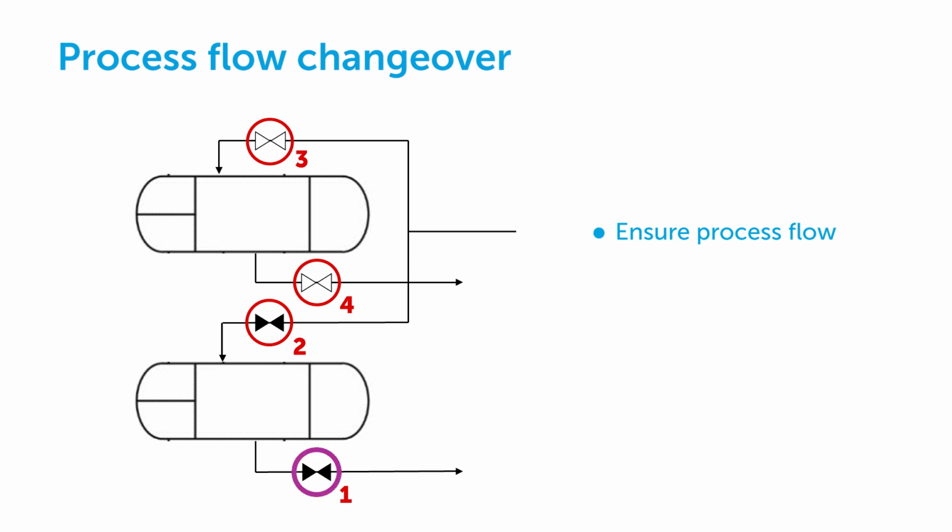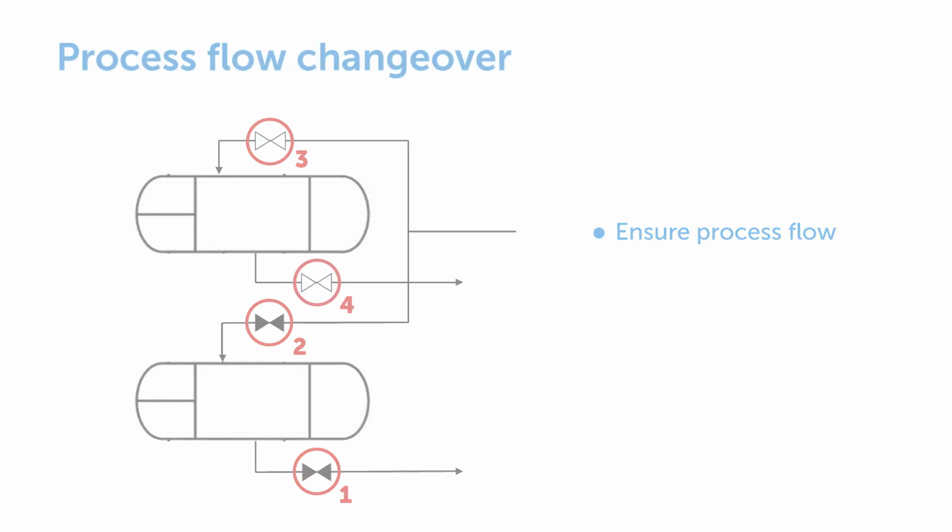Open the spare exchanger's outlet valve to avoid pressure building up. Then, open the inlet valve so the process flow can pass through the heat exchanger. Now, close the other exchanger's inlet valve. Then, close its outlet to complete the isolation.